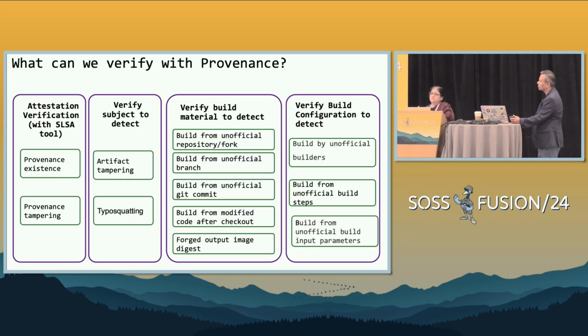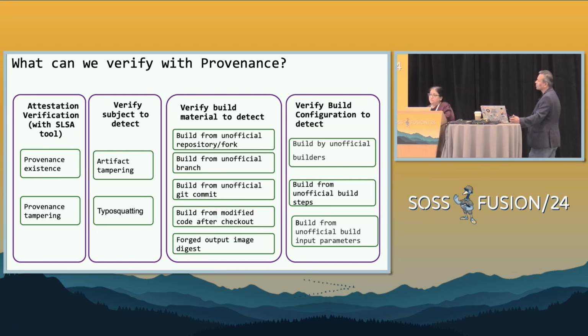Now, in our assessment application, we were able to perform the following assessment based on the provenance. Check if the provenance existed and it was not tampered. Then the artifact for which the provenance is being described, whether that was tampered or we didn't download any typo-squatted package. And by verifying the build material, we knew that the build was from an official repository. The build platform picked it up from the right source control platform.